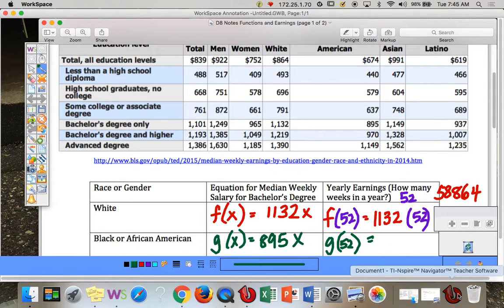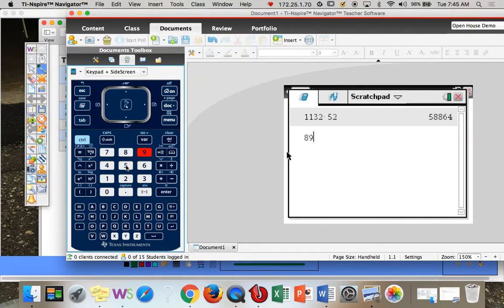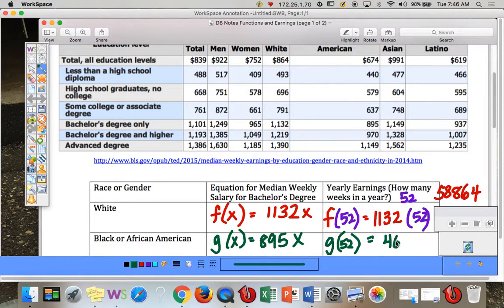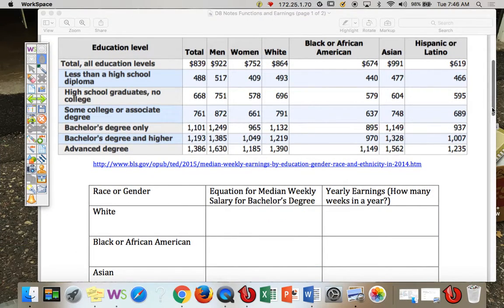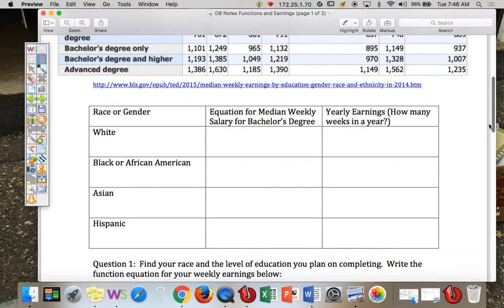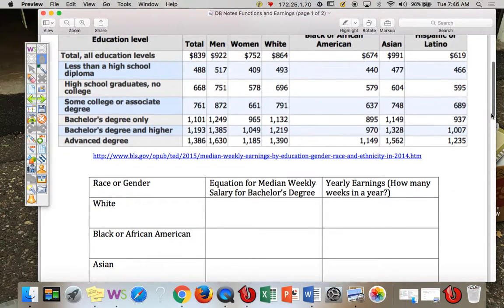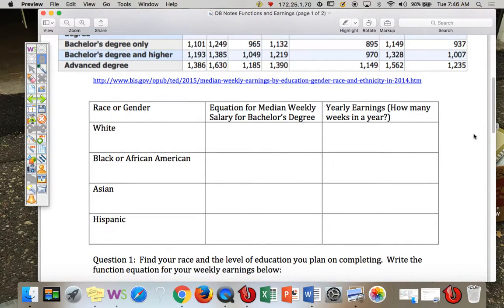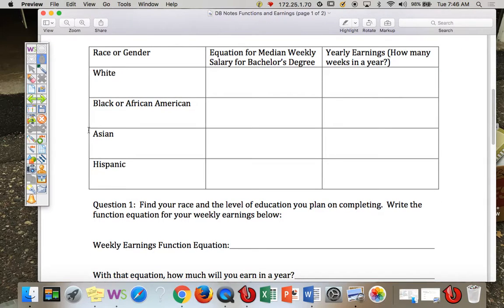So we can type that into our calculator, 895 times 52. And it's a lot less for the median, $46,540. So you can see that race does play a part here. There's some inequities. All right, let's take a look at if it's an Asian person with a bachelor's degree only. They're at 1,149, and then also we'll look at Hispanic, and Hispanic would be 937. So let's write all of those functions and figure out the yearly earnings.